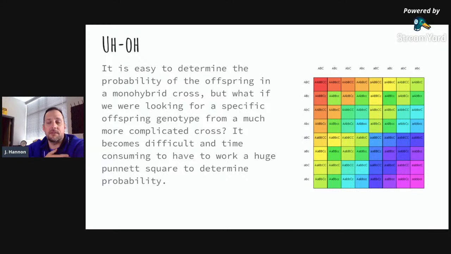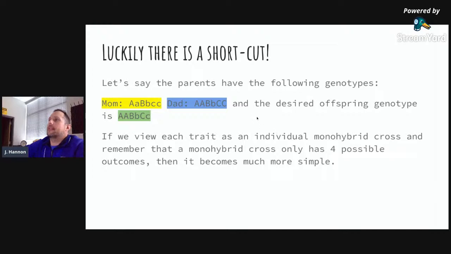Then once you got your 64 boxes, you would have to go through and count which ones are what you're looking for. That's what these color codes are on here. So luckily there's a shortcut. There's an easier way to determine the probability to where we don't have to do all of those crosses. So let's just start off right here.